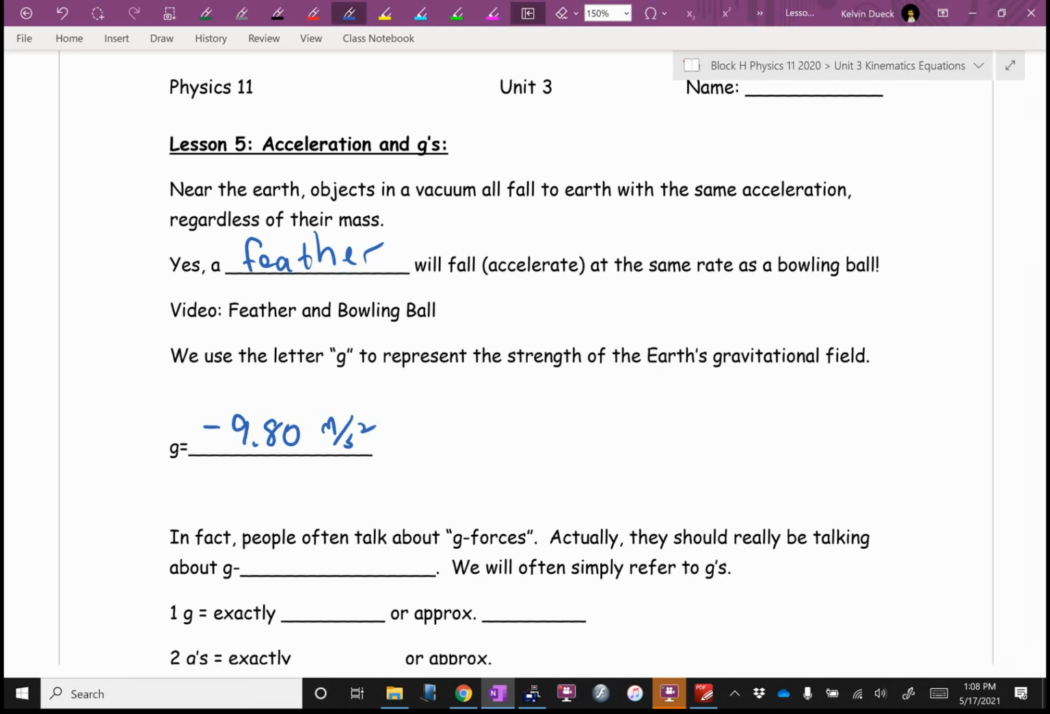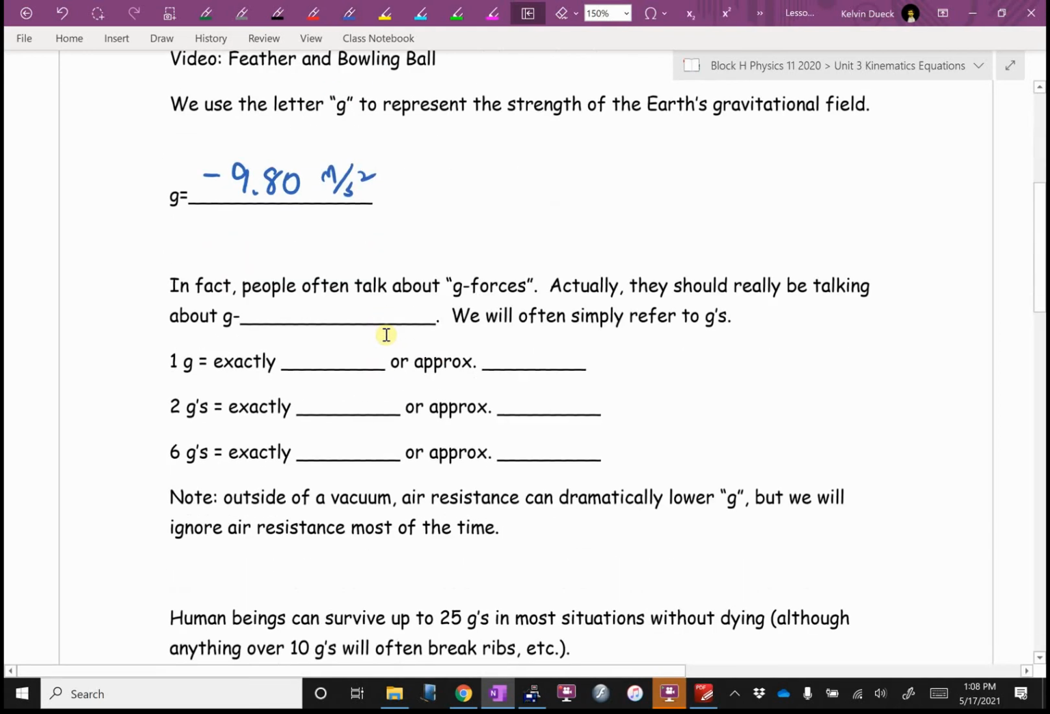Okay? In fact, people often talk about g forces. They should really be talking about g acceleration. And so for the remainder of this year, you'll just hear me talk about g's. You'll never hear me say g force. I'll just say, how many g's? And what I really mean is, how many gravitational accelerations?